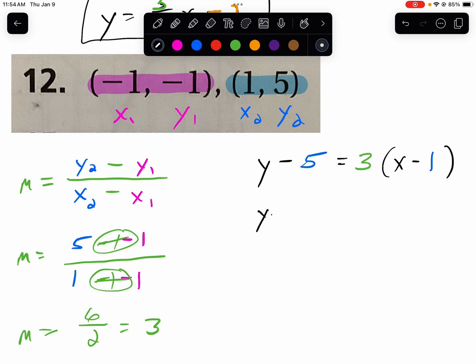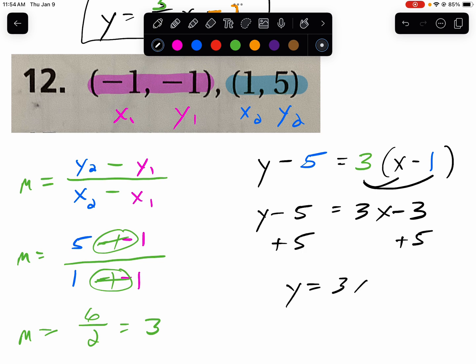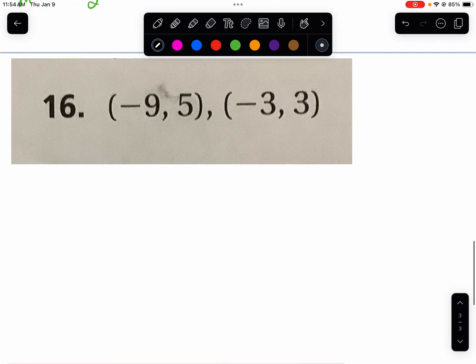And we're going to go to slope-intercept, which means we're going to distribute. And then we just have to add our 5 over to get 3x plus 2. And once again, there's my slope, and there's my y-intercept. And that is the equation we're after. Okay. Hopefully you're getting the hang of it, but let's do one more here just to be sure. I'll keep getting a little bit quicker here.